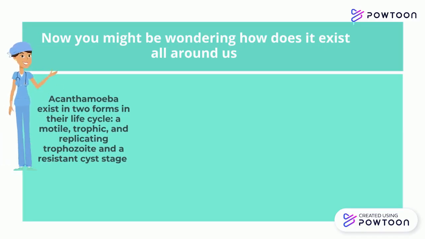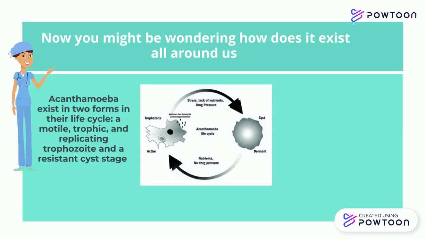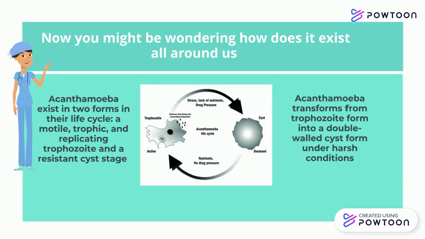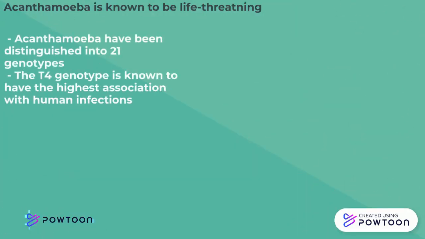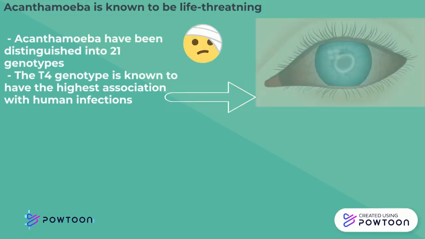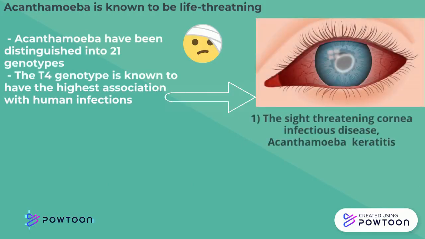Although it's a very tiny organism and we can't see it around us, it has very powerful characteristics that allow it to exist in the environment all around us. It exists naturally in two forms, the trophozoites. You'd be surprised how life-threatening acanthamoeba infections are. It leads to two very highly infectious diseases.